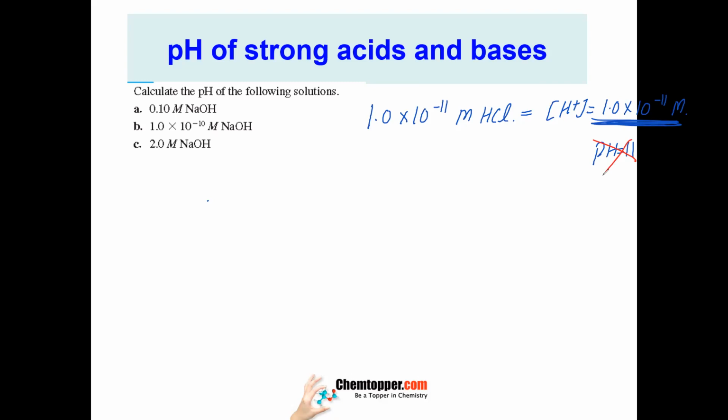So yes, start doing it and put the pH here in the chat. pH of 10 raised to power minus 11 molar HCl. Isabella, you're doing it. Sanjana, Sarayu, Shrihan, Siri, Vinaya. Please do it. You know what to do?